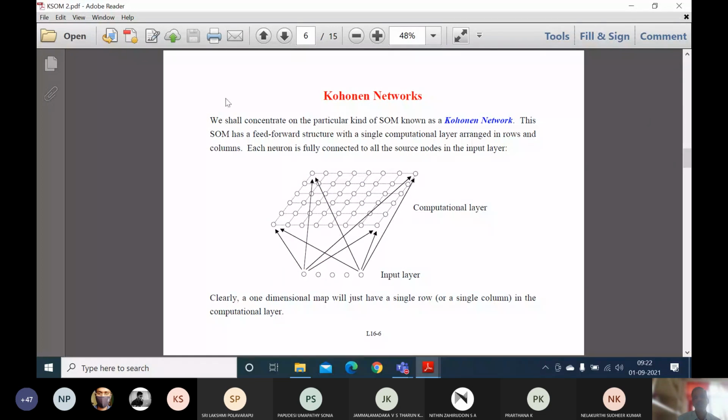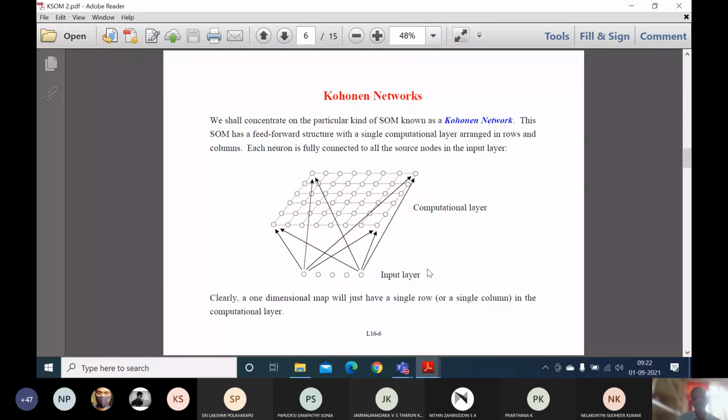We shall concentrate on a particular kind of SOM called the Kohonen network. It has a feed-forward structure with a single computational layer arranged in rows and columns. This may be considered as rows, and this may be considered as columns. Only one layer will be there.